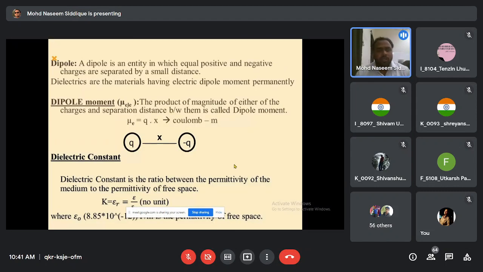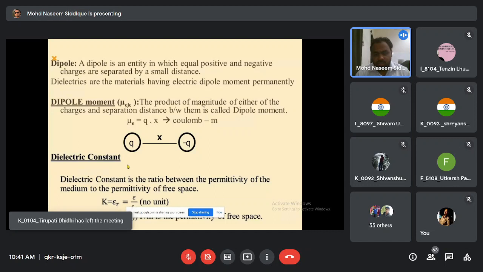Okay. And the other is the dipole moment. What is the dipole moment? The product of one of the charges and the separation between them. And what is the unit of the electric dipole moment? Coulomb meter.